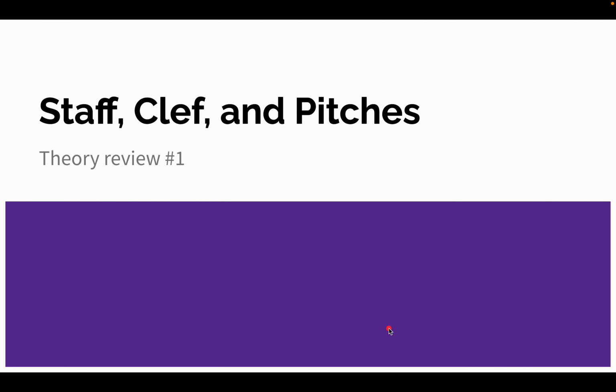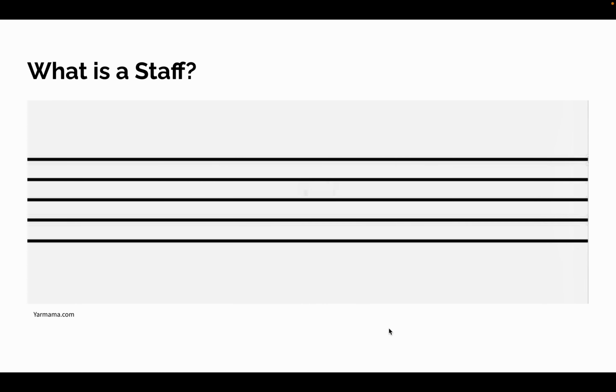Today is a theory review on staff, clefs, and pitches, and how to identify them and place them on the piano keyboard. So what is a staff? A staff is basically the 5 lines we see in music scores. These 5 lines. And these are called spaces in between. And we count staff from bottom to top, not top to bottom.